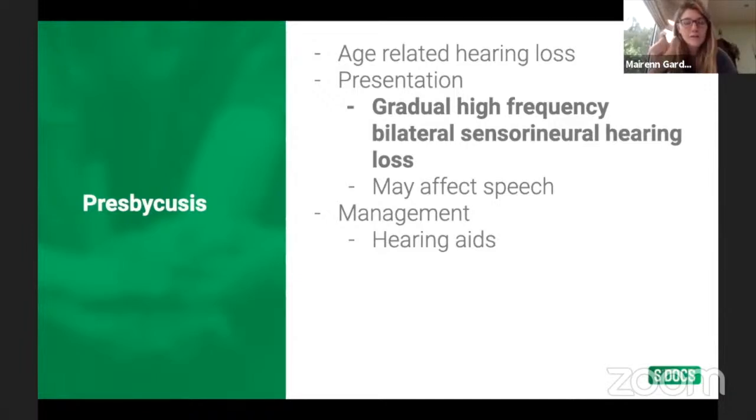But the problem with losing high frequency sounds is that this is where most of the consonants are heard, and therefore it can affect their speech. It's also really difficult for these patients to hear in quite loud, noisy environments, which often means that they're quite withdrawn. You can't really manage these patients apart from with hearing aids, but hearing aids are really important to allow them to hear better.